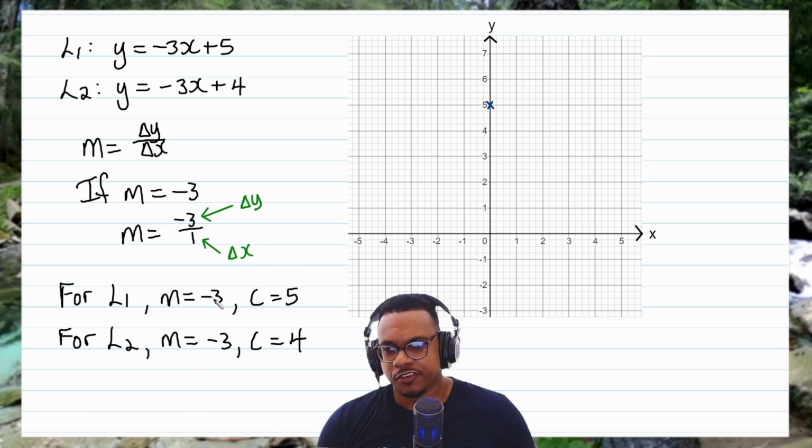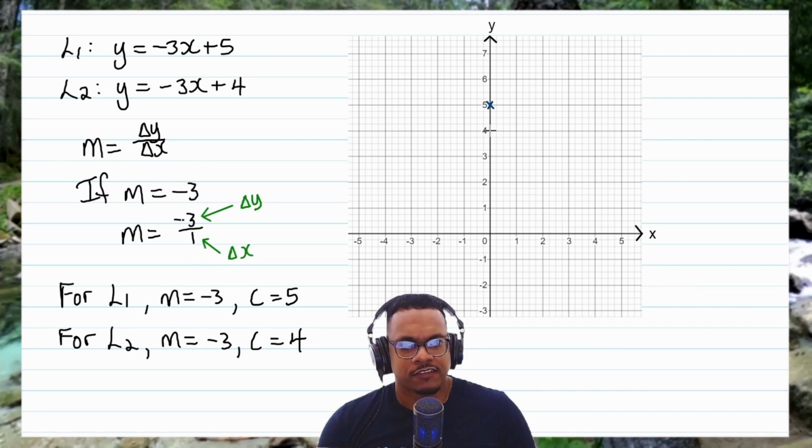Now I'll look at the gradient, which is negative 3. So that'll be negative 3 on the y and positive 1 on the x. So the change in y is negative 3. That means I'm going down 3. And the change in x is positive 1. That means I'm going to the right 1.